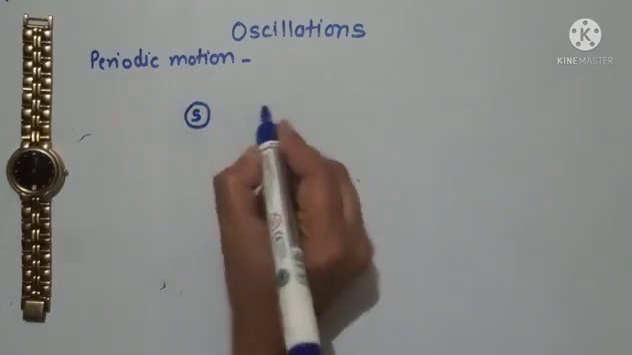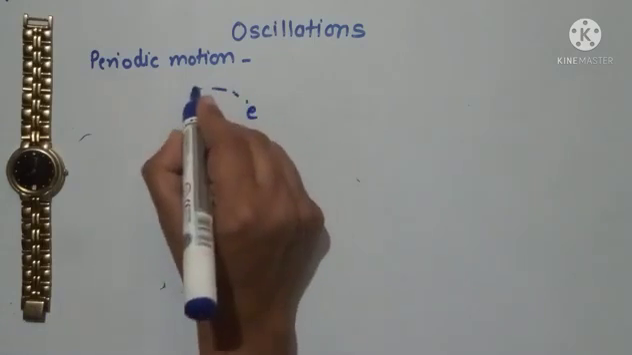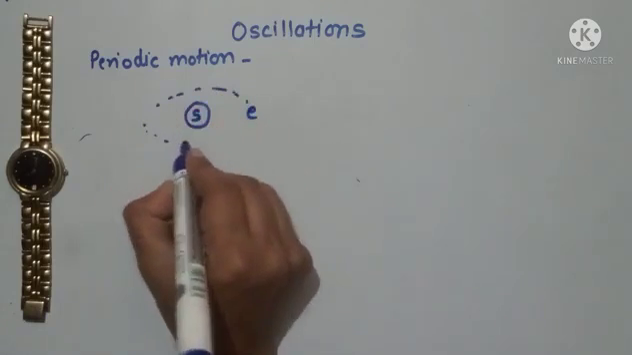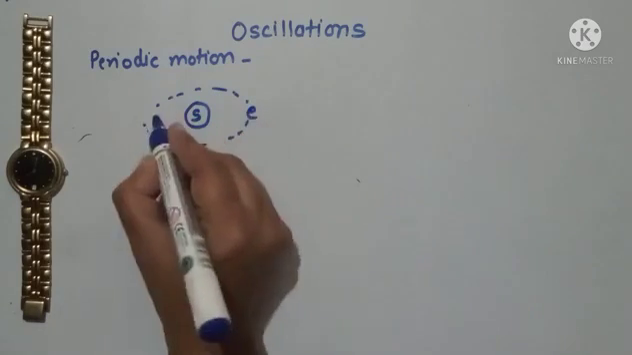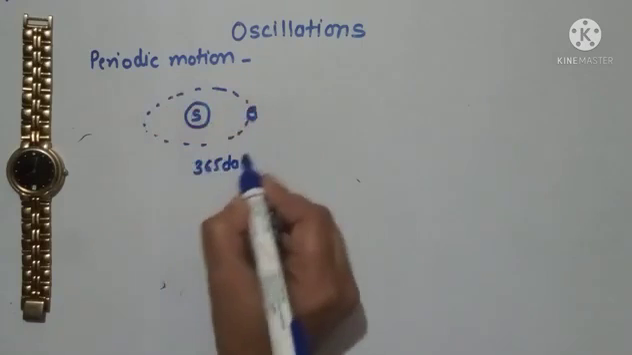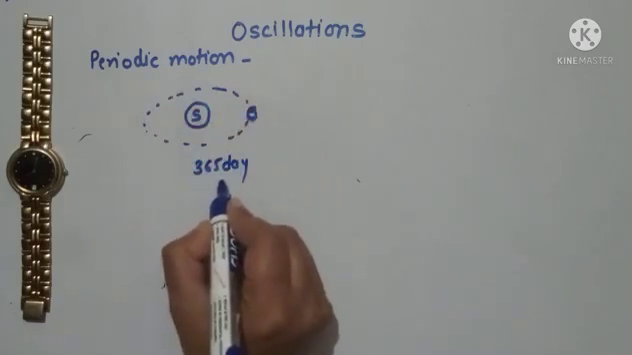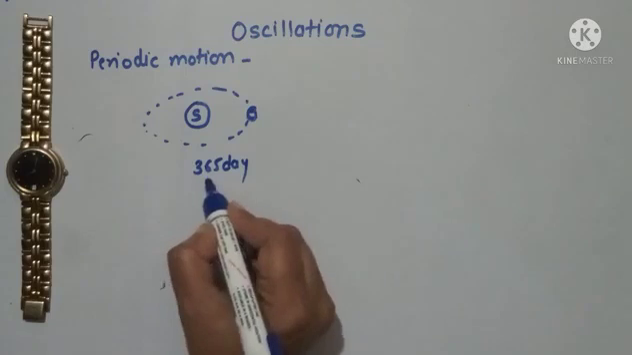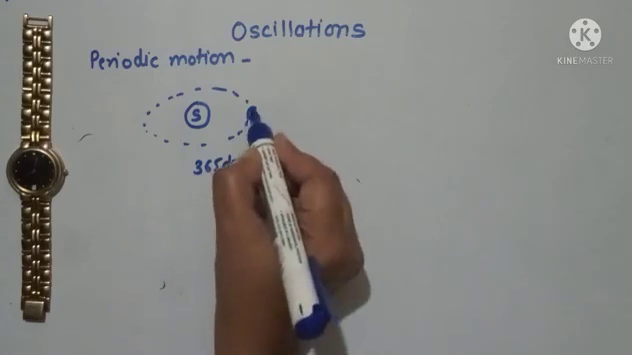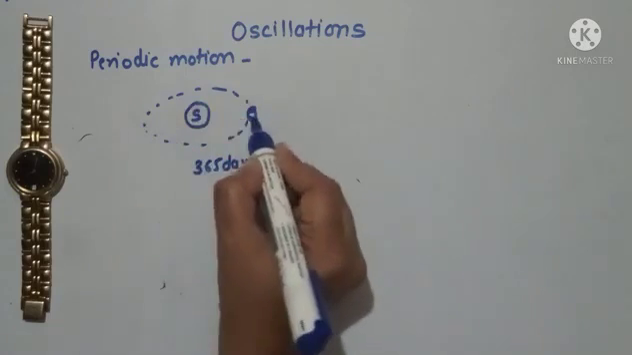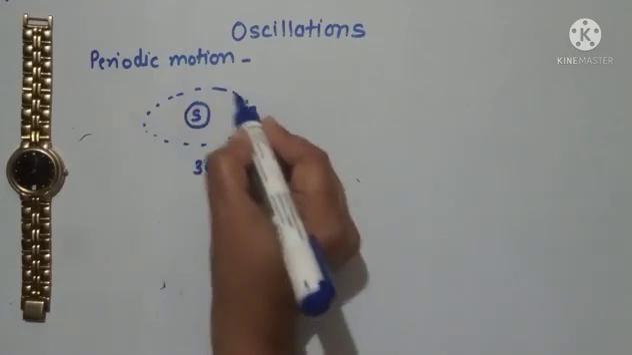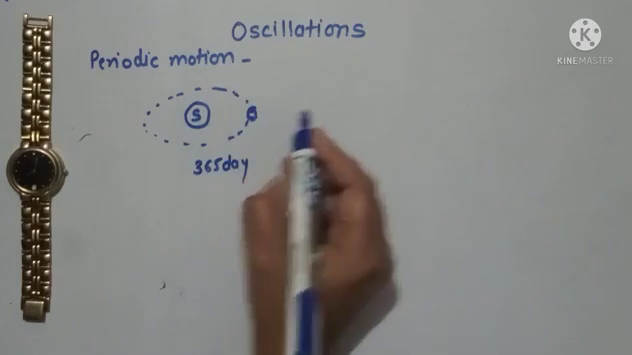Now suppose this is the sun and the earth is revolving around it in an elliptical orbit, which we have seen in an earlier lecture. This earth has a period of 365 days, which means every 365 days the earth is going to be back in the same position. Such a type of motion is called a periodic motion.